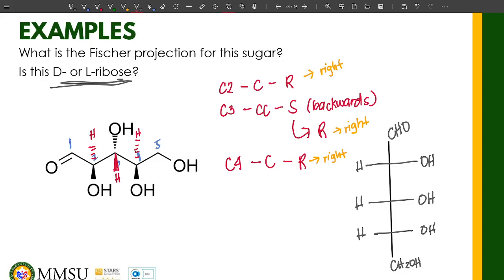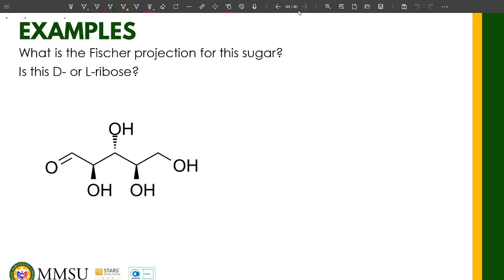And then the next question is, is it D or L? So here, C4 is the farthest chiral center, and it is on the right. So this is a D-ribose. So that is all there is to it: converting wedge and dash formulas into Fischer projections. You can try this one.